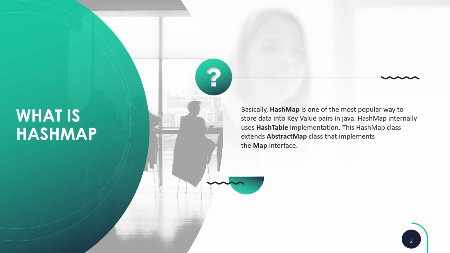Coming to the first part, what is actually a hash map? A hash map is a data structure into which you can store your data as key value pairs. There is no limitation on what type of key or value it is; you can provide any kind of keys and values to the hash map. It stores all the data in key value pairs where the key is unique and you can have duplicate values. Internally, HashMap uses a hash table implementation, and the HashMap class extends the abstract map class which implements the map interface.